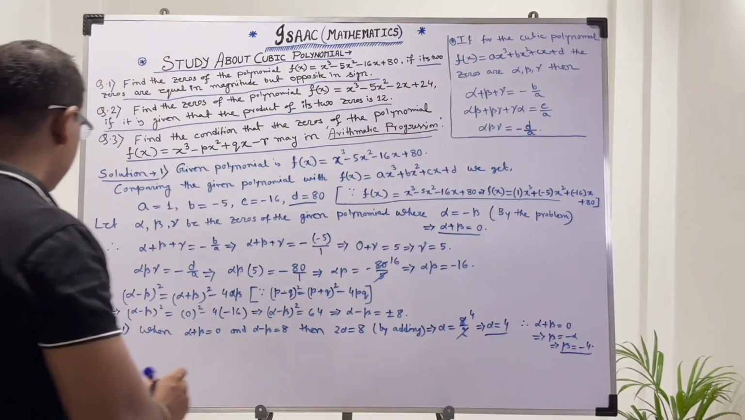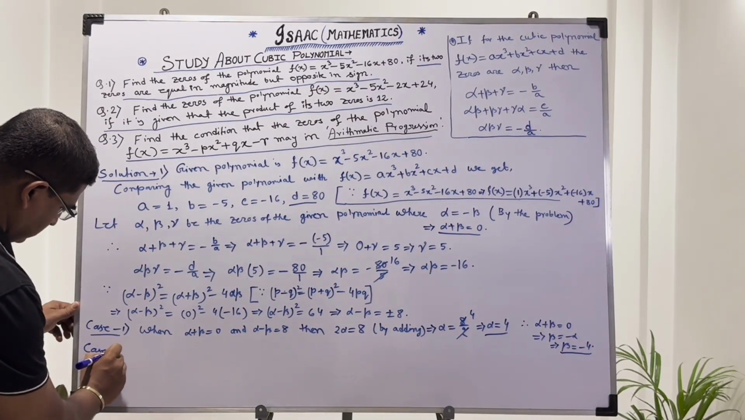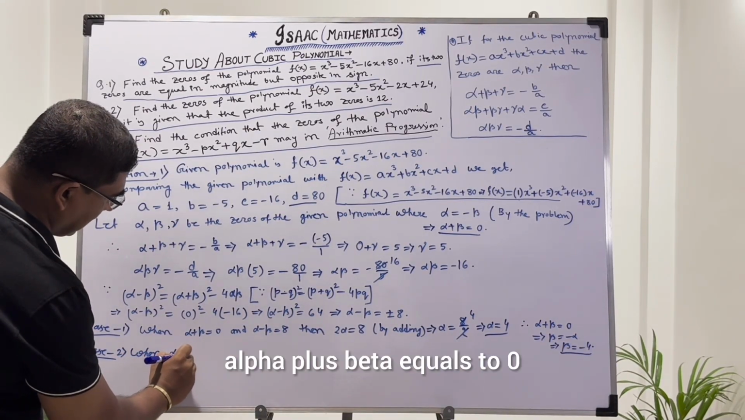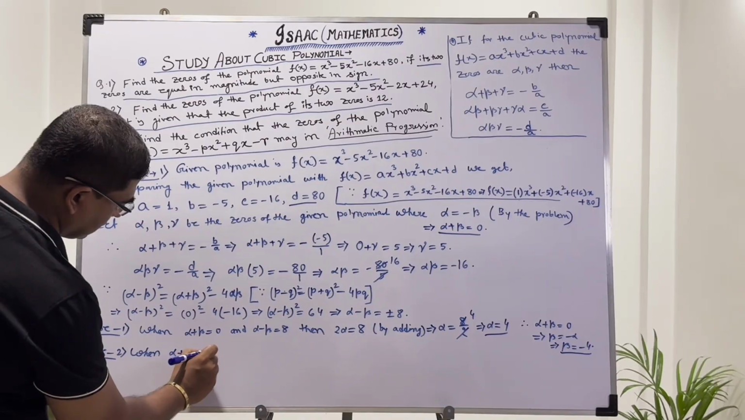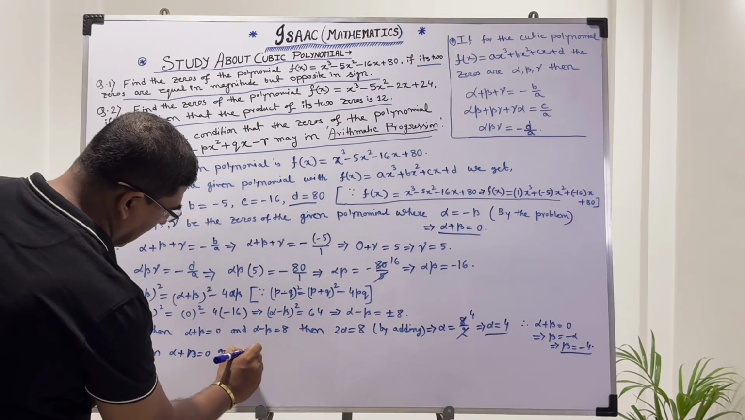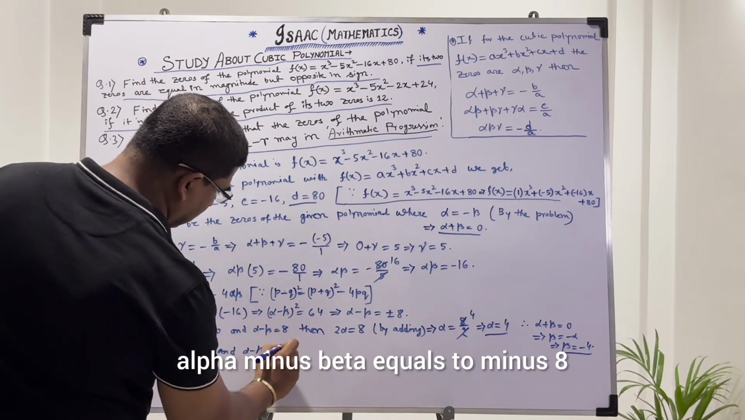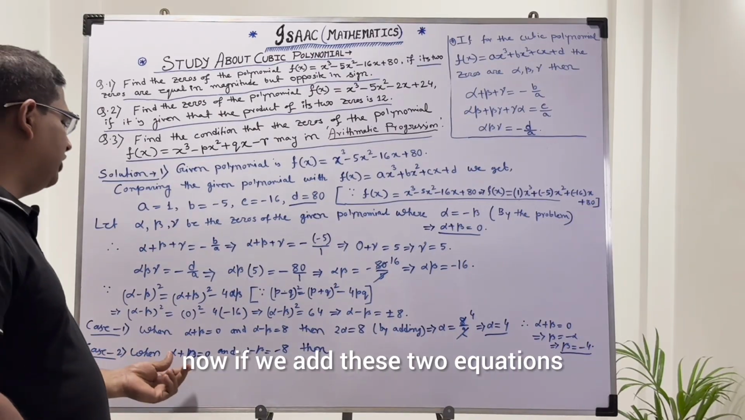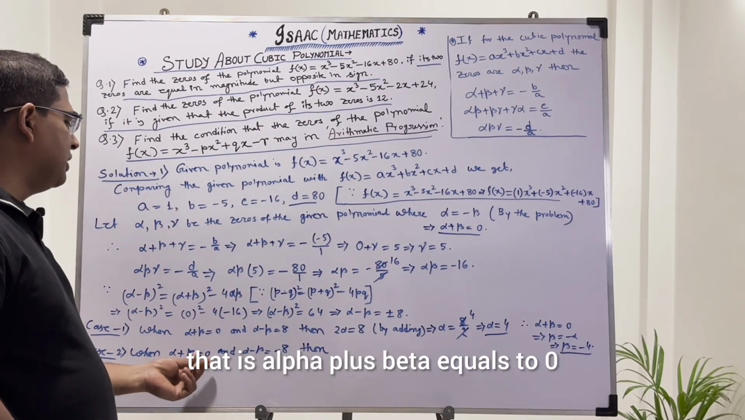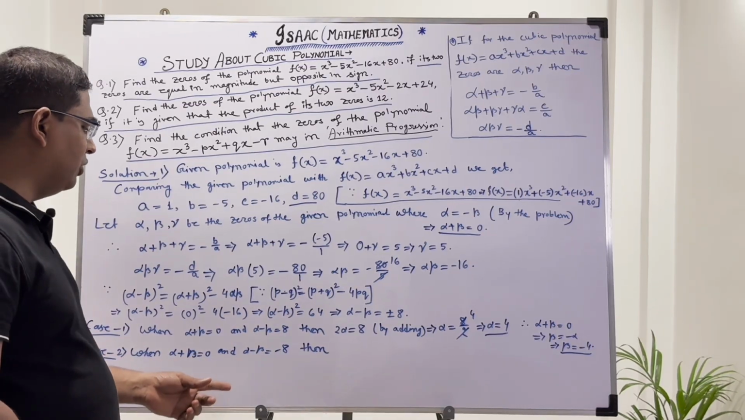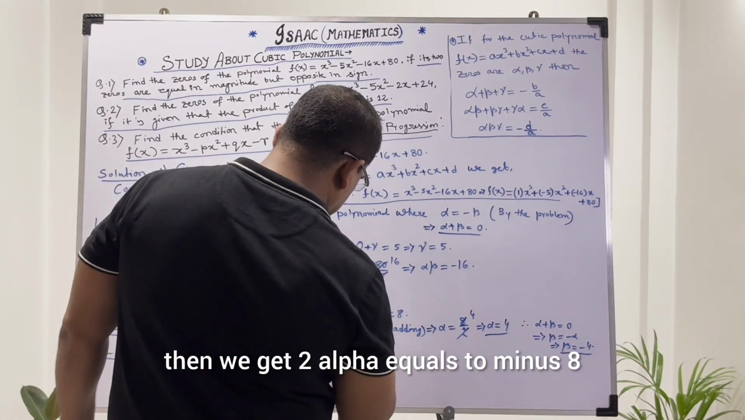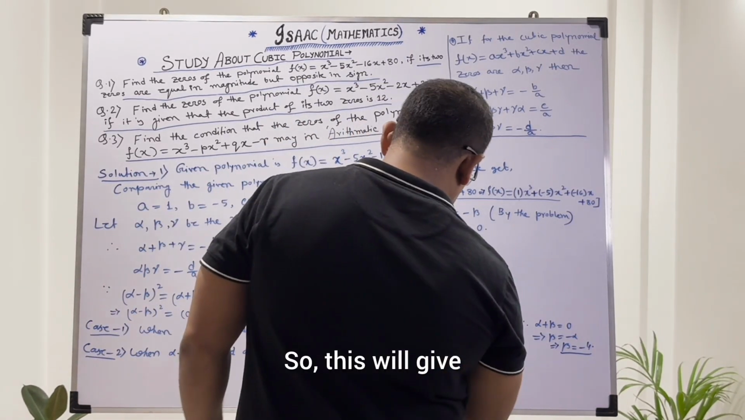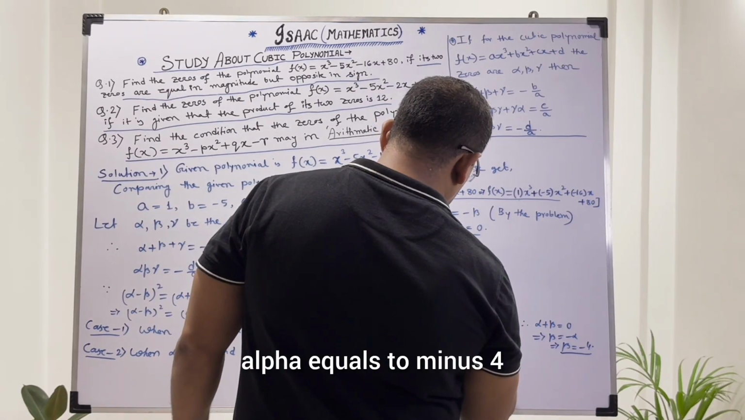Okay. Case 2. When alpha plus beta equals 0 and alpha minus beta equals minus 8, then now if we add these two equations, we get 2 alpha equals minus 8 by adding. So this will give alpha equals minus 4.